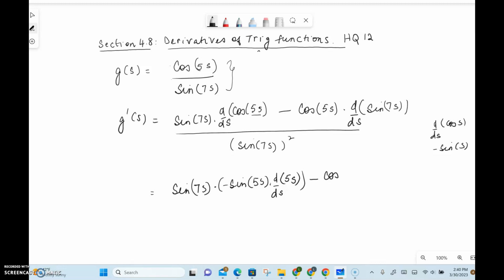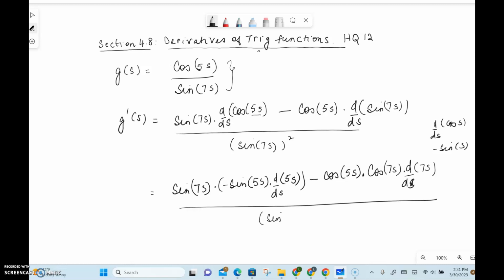Minus cosine of 5s times d by ds of sine of 7s. Sine of 7s becomes cosine of 7s when we differentiate with respect to 7s, but since we have to use the chain rule, we go d by ds of the inner function 7s, the whole divided by sine of 7s the whole squared.